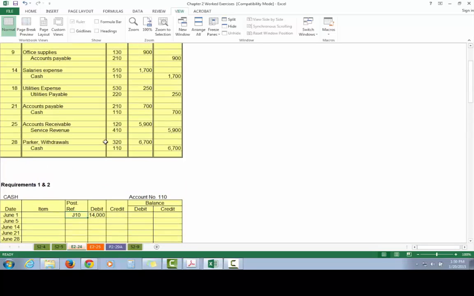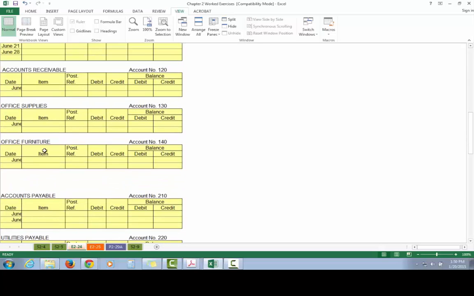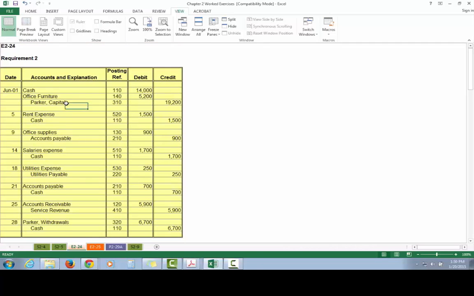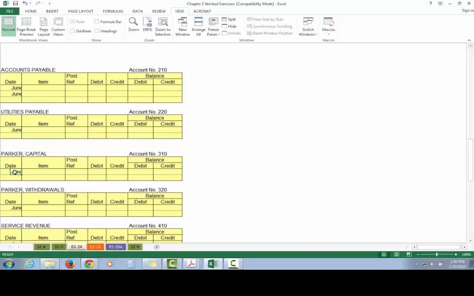Okay. So we debited $14,000. We'll do the same thing for furniture. So office furniture on June 1st, we're going to debit furniture for $5,200. All right, and it's J10. Okay, and the last thing on there was credit Parker Capital for $19,200. So we're going to go down here, Parker Capital. This is on the June 1st. Credit for $19,200.